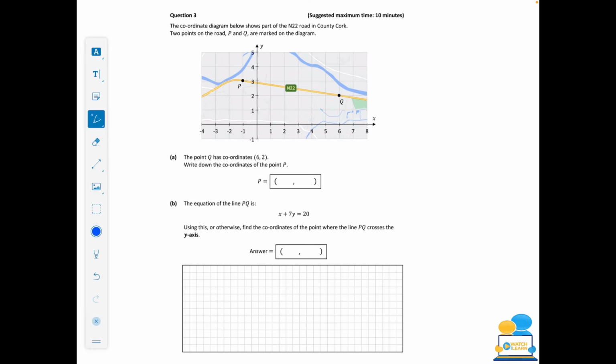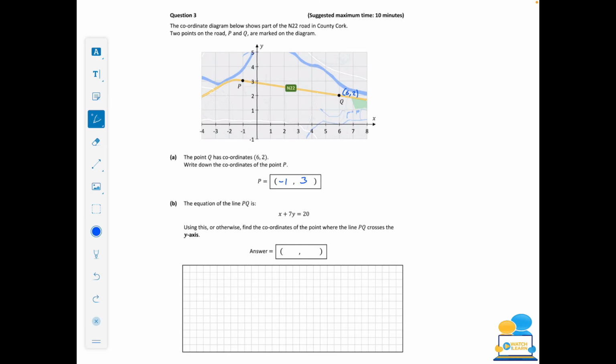Now, part A says the point Q has coordinates (6, 2). Write down the coordinates of the point P. So we're looking for the coordinates here. So the coordinates are (-1, 3). Now, some of you might be thinking, why did they bother with this line? Say for example you drew a complete blank in the exam and you couldn't remember which number comes first. If this is (6, 2), how did they get the 6? They used this number first and then this number. You could apply that knowledge then to figure out which number comes first for P, just in case you drew a complete blank.